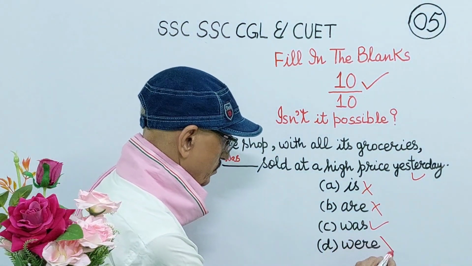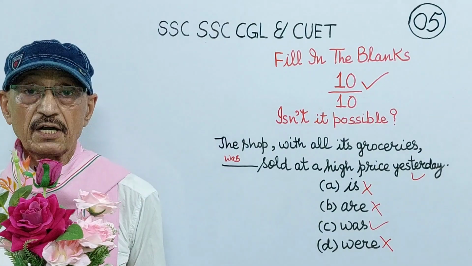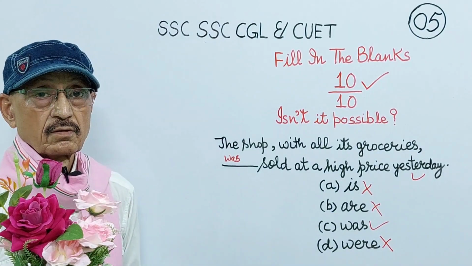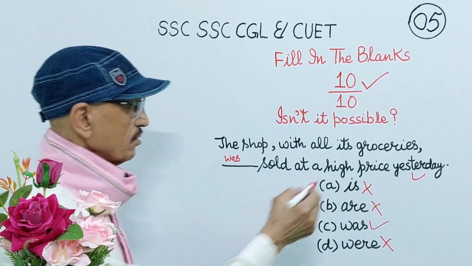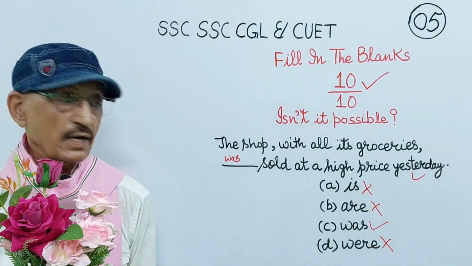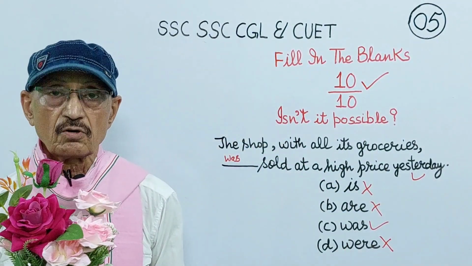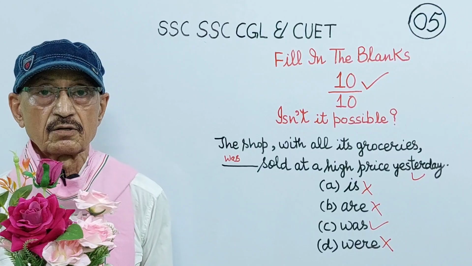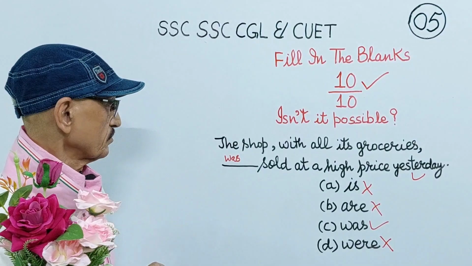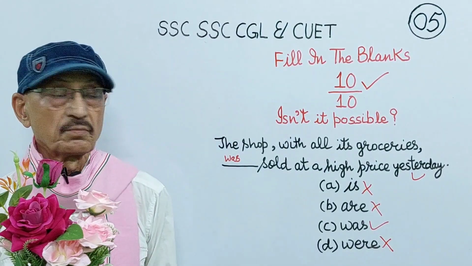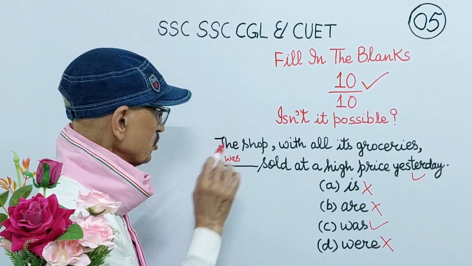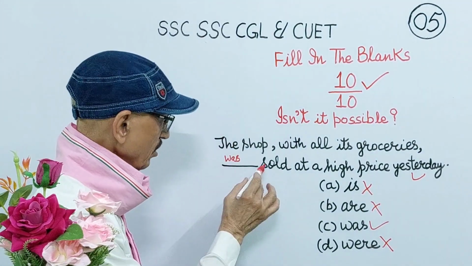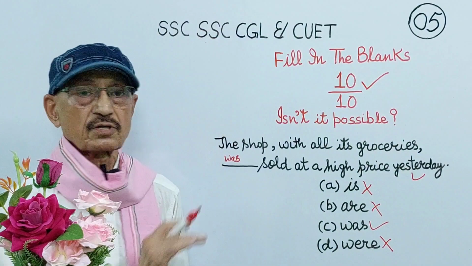This is wrong. Some students may take were. क्यों were लेंगे वो? They will see this groceries plural and they will take were. This is wrong. I will tell you the reason why you should take was. Because this is the main sentence. The shop blank was sold at a high price yesterday.